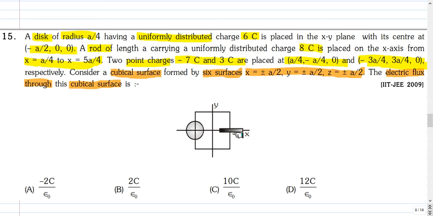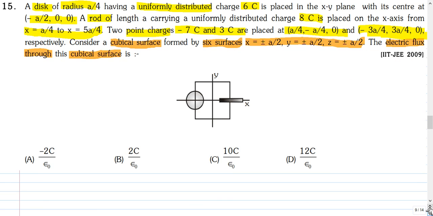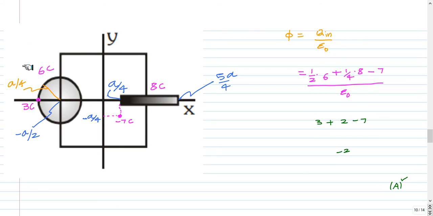Consider a cubical surface formed by 6 surfaces, x equals plus or minus a by 2, y equals plus or minus a by 2, z equals plus or minus a by 2. The electric flux through this cubical surface is. You can pause and attempt this question. So this is the location of the cube.